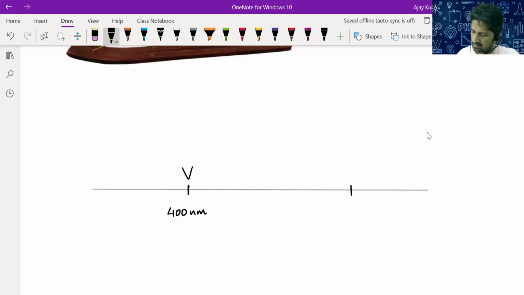Next, the other extreme, red color. The wavelength corresponding to red color is close to 700 nanometers. Okay, some books write it as 680, some write it as 720. It's around 700. Exact value you will not be asked. Okay, and the other colors lie in between these two.